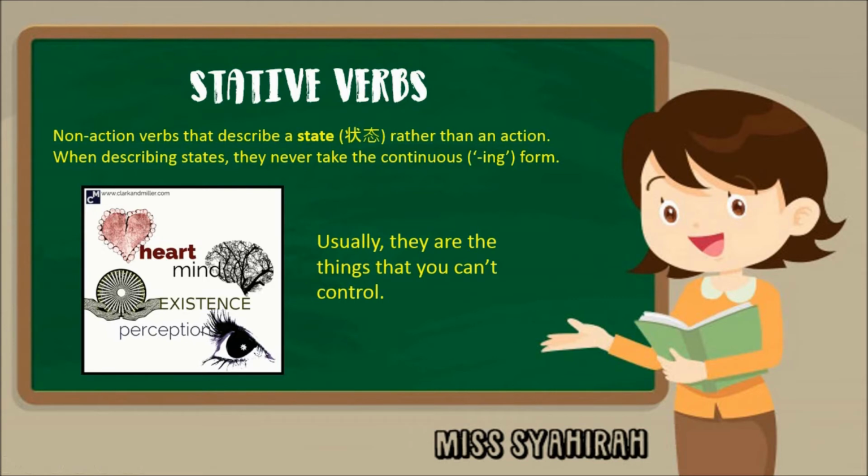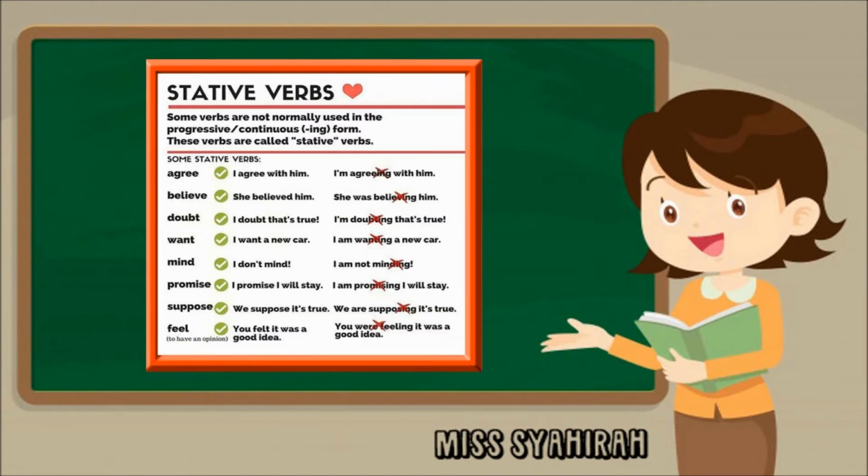Okay, let's dive into it. So stative verbs, for example, agree. I agree with him. You don't say I'm agreeing. Same goes for believe. She believed him. She was believing him is wrong. Okay?